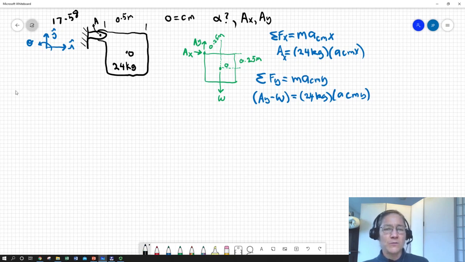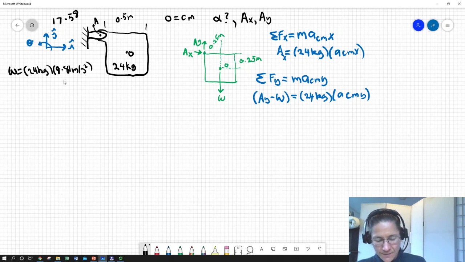We can calculate weight as just 24 kilograms times gravity, 9.81 meters per second squared, if we need to get that.